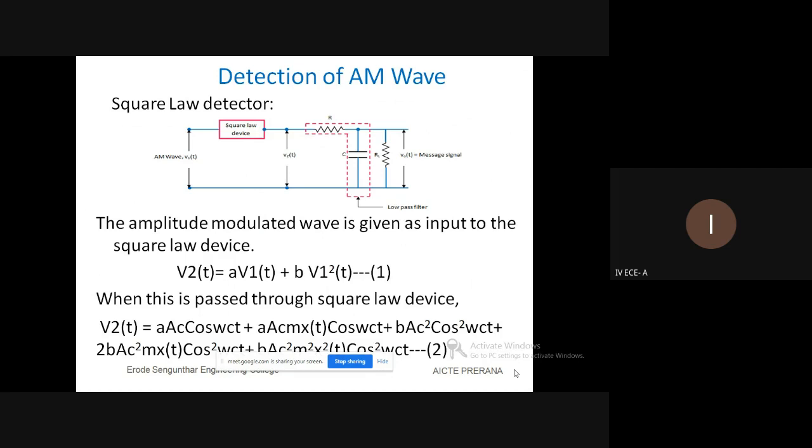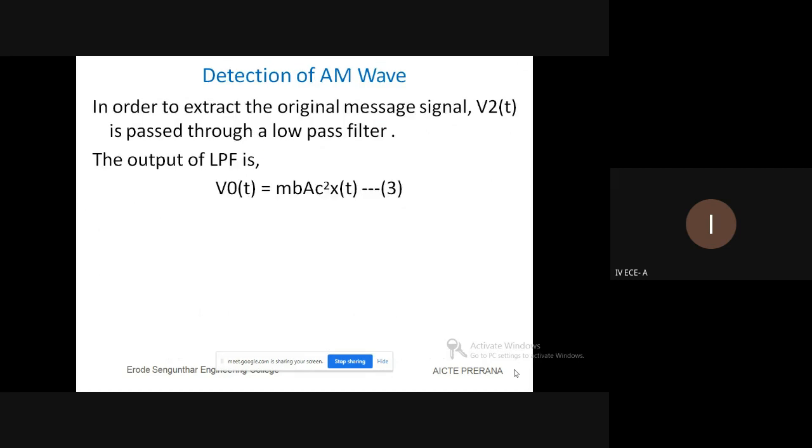Here, the square law device also uses the nonlinear element for the demodulation process. The input-output relationship of the nonlinear device is given below. When the message signal is passed through the square law device, you can get the information signal as represented in equation number 2. In order to extract the original message signal, it has to be passed through the low pass filter. The low pass filter allows only the low frequency signal, that is your message signal, which you get at the output of the low pass filter.